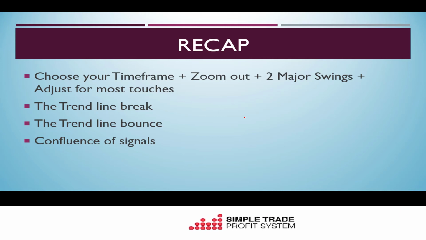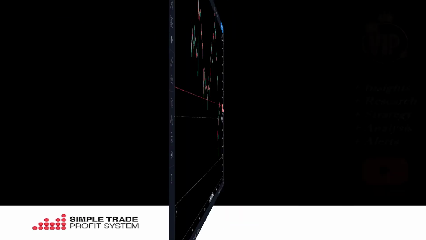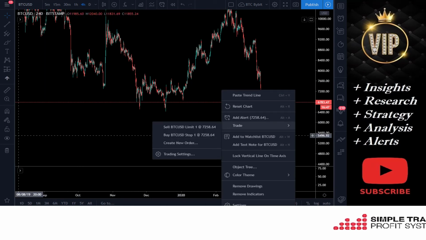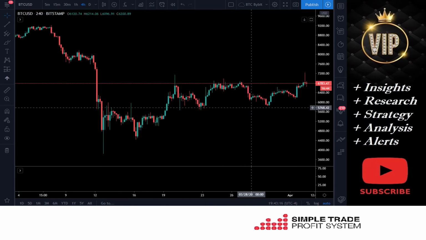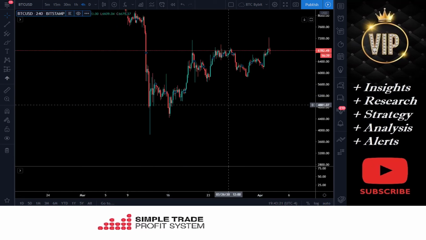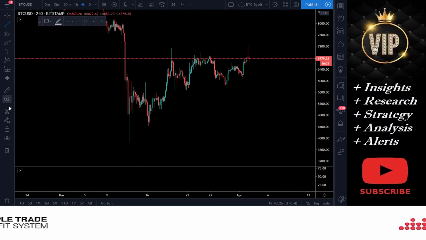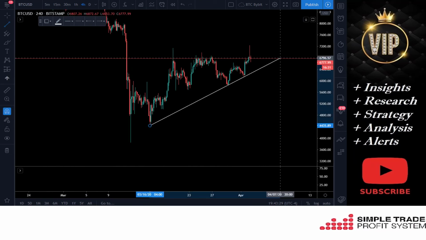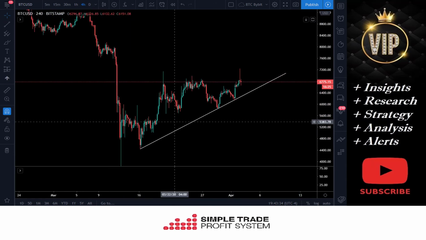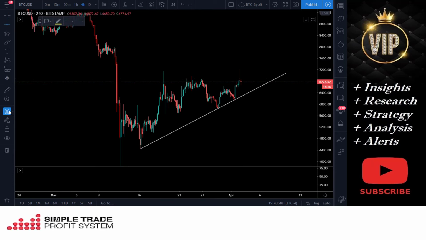So let's go over to the Bitcoin chart now, and I'm going to show you my current analysis of Bitcoin. I have nothing on this chart right now. I'm going to reset it. I'm going to go to the 4 hour, and I'm going to show you what I'm looking at right now. So I'm going to draw this trend line here, and I'm going to try to make sense of what I'm posting in the VIP chat. So we have this trend line going up here. I'm going to draw a horizontal line.